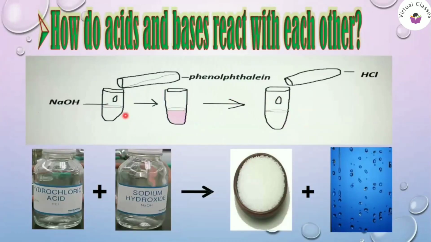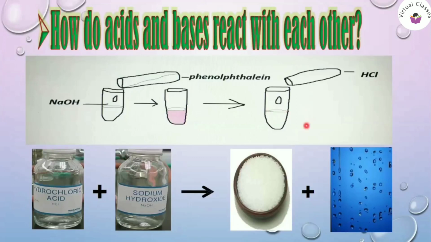First, we have taken sodium hydroxide in a test tube to which we have added phenolphthalein, which turns its color to pink. Now to this test tube we have added acid. After adding acid, the solution has turned colorless. In this test tube, base is still there, which is responsible for the pink color of phenolphthalein.